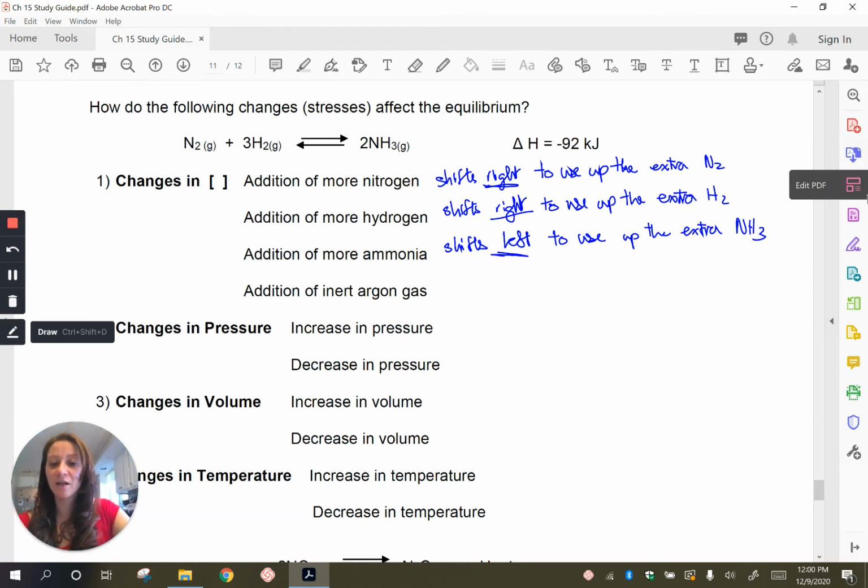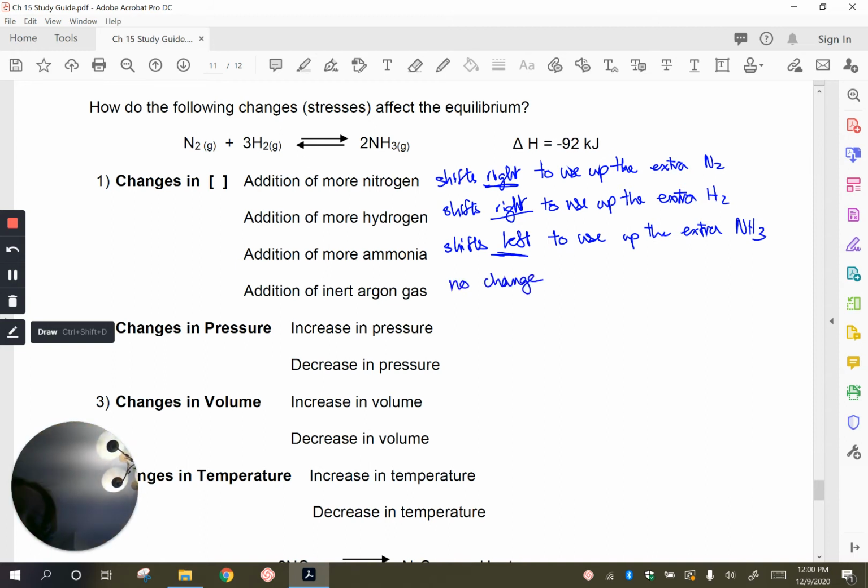What if you add argon? It tells you it's inert. That means it doesn't really react. It just sits there. So if I add argon, what's going to happen? Nothing, right? It doesn't really affect anything. So no change.